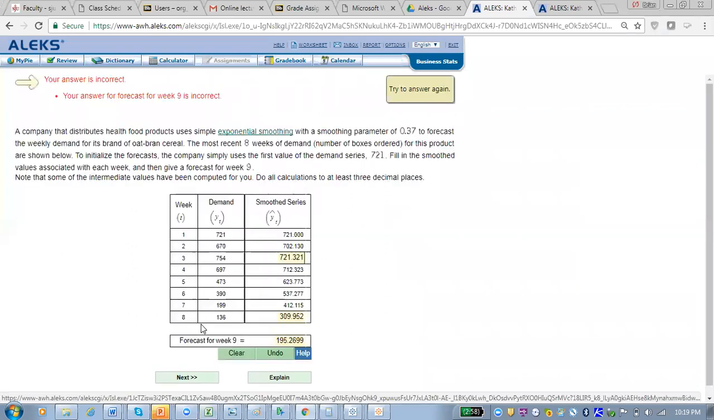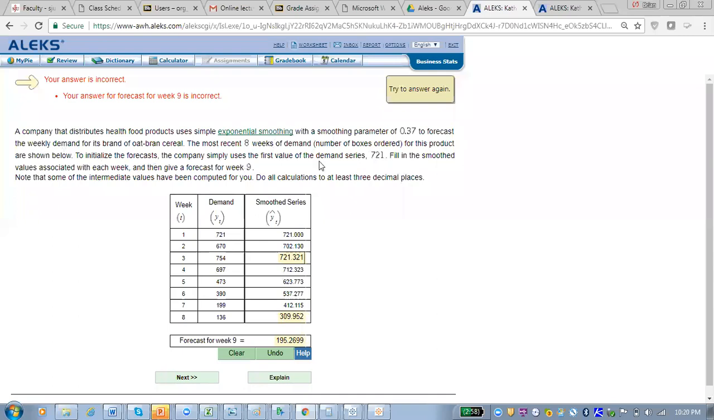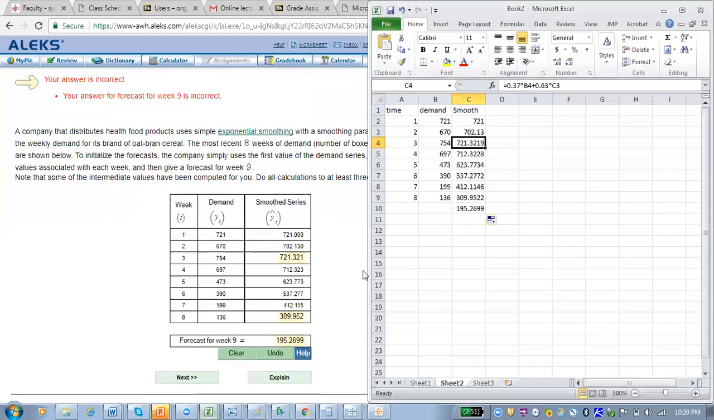So if you actually go through, yeah, because there's something missing, and that's the previous value. A company that distributes health food products uses simple exponential smoothing with 0.37. I got that part. The most recent 8 weeks of demand, number of boxes for this product, are shown. To initialize the forecast, they use the first value of the demand series, 721, fill in the smooth values, and then give a forecast for week 9. Some of them may have been computed. You saw how low it was, so I was a little bit surprised by that. So I guess I would cheat and put 136 here, but I'm not sure why.